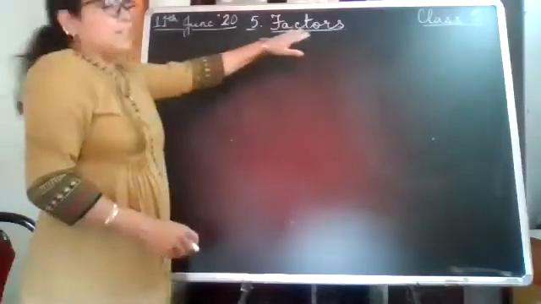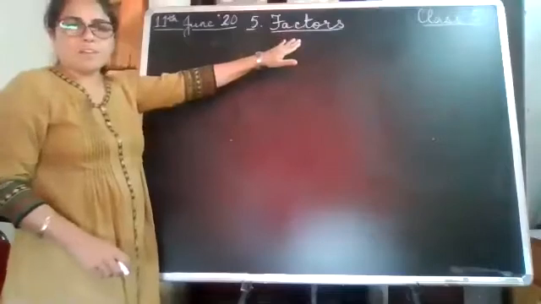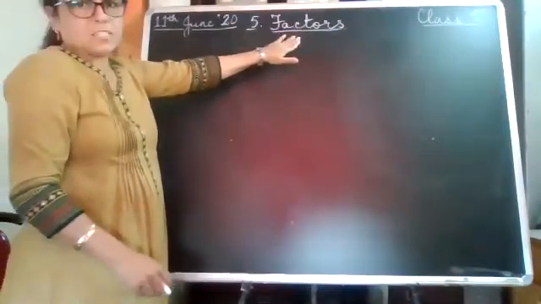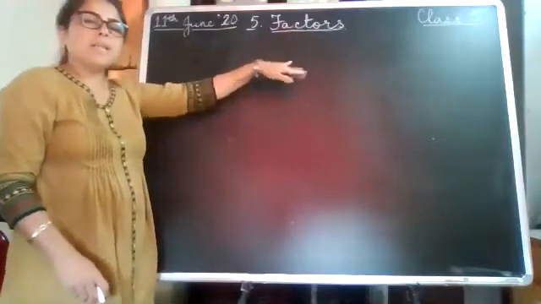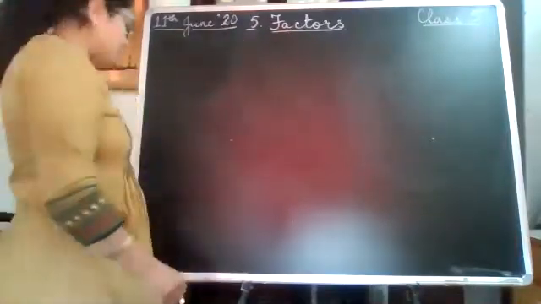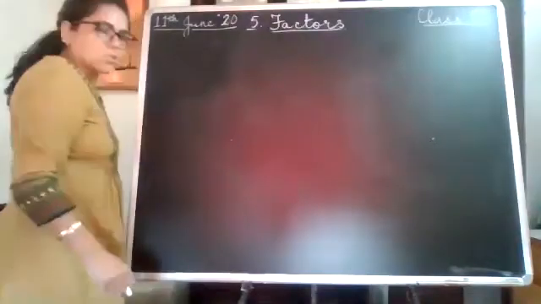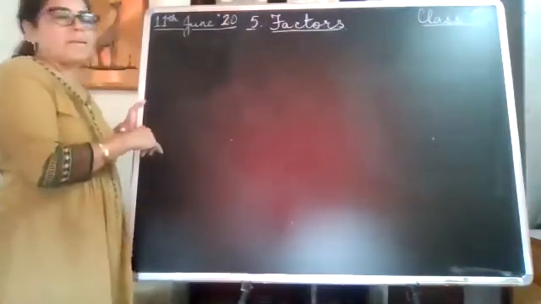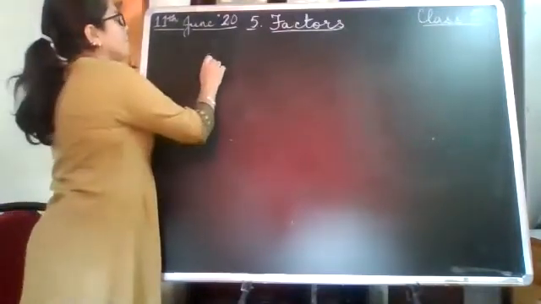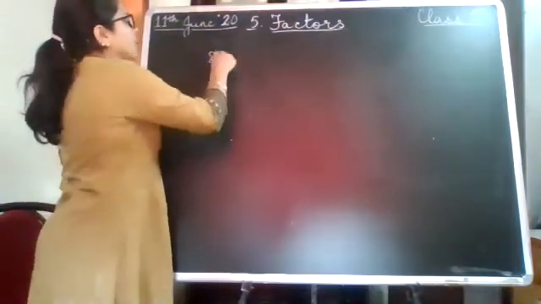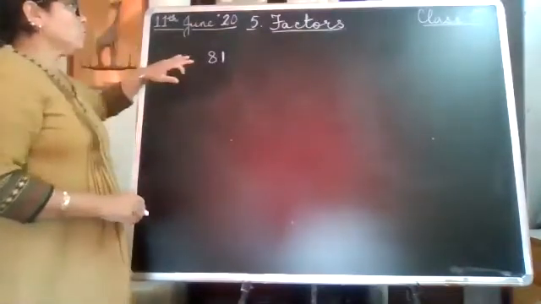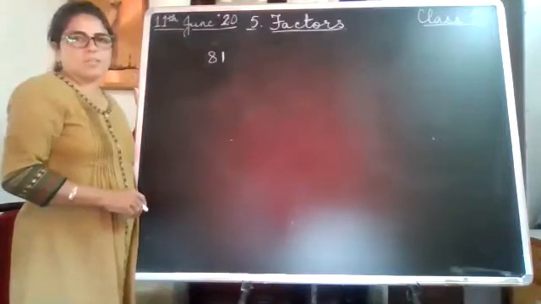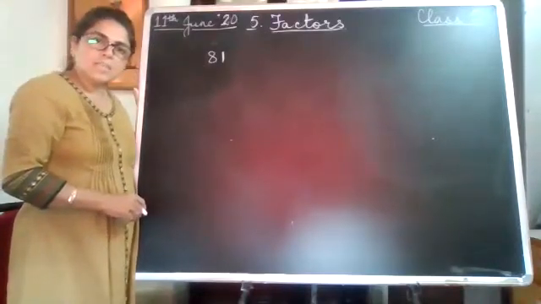So the word factors, you have heard it even in the last class. And what is that? A factor is a number that divides another number completely. Just now in the divisibility test also, we learned how to know that a number is divisible by a given number. Say for example, 81. I want to know which are the numbers which can divide 81. So for that you can use your divisibility tests.